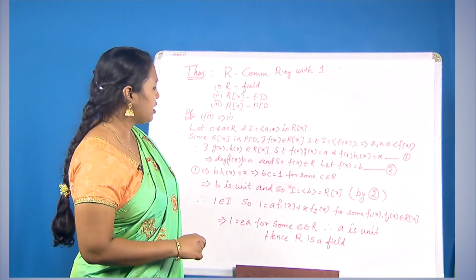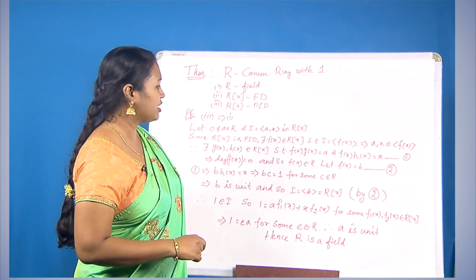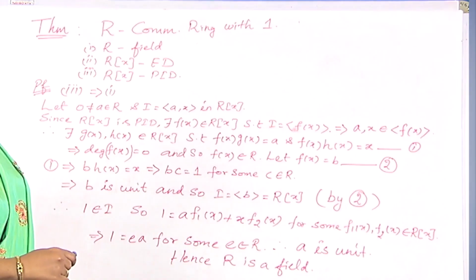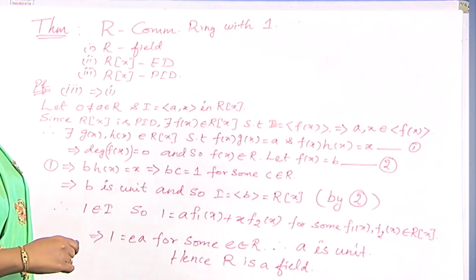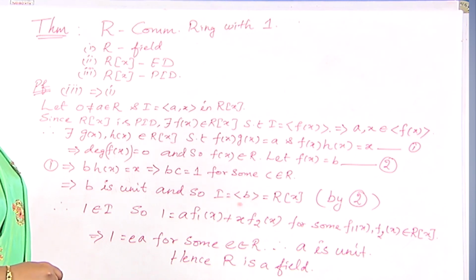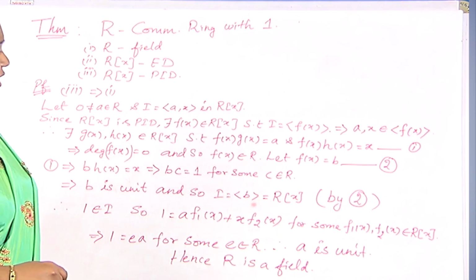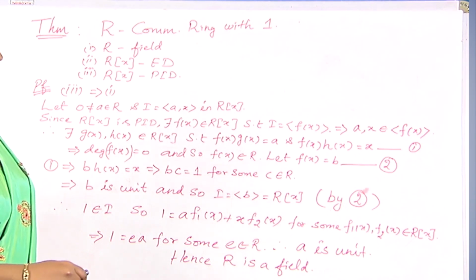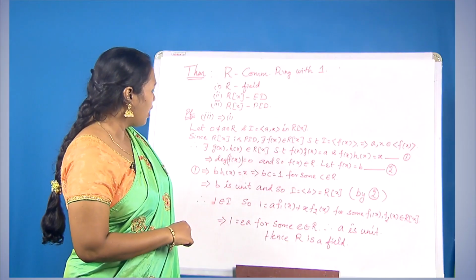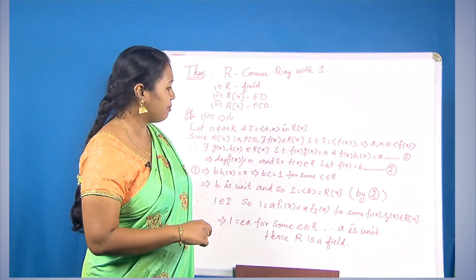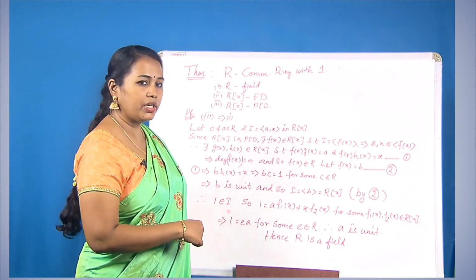Since b is a unit and I is equal to the ideal generated by b, how did we arrive at this? It is because f(x) is equal to b and I is equal to the ideal generated by f(x). So, from here I is equal to the ideal generated by f(x), which is equal to the ideal generated by b. But since b is a unit, an ideal generated by the unit will give you the entire ring, and therefore, the entire R[x] has been generated, and therefore, I is equal to R[x]. Therefore, 1 will also belong to I.